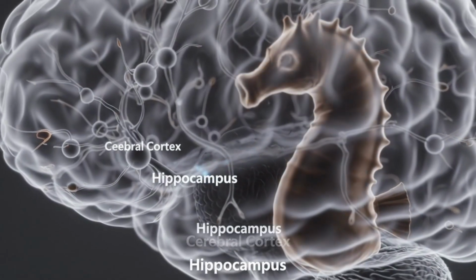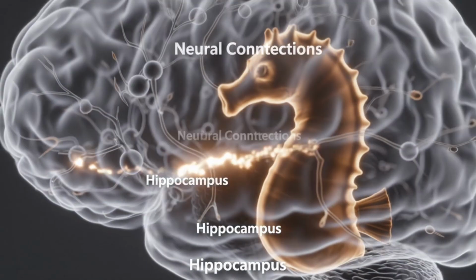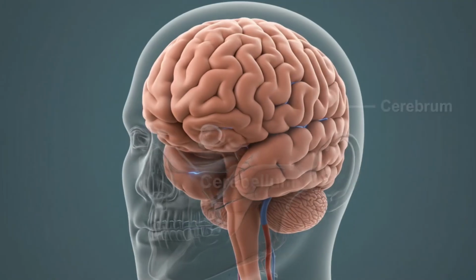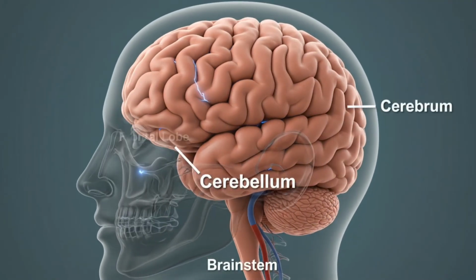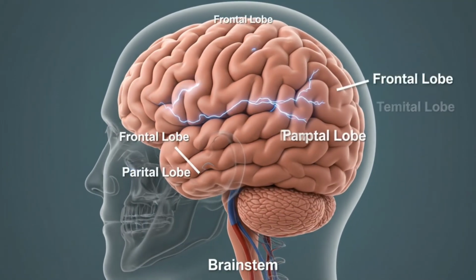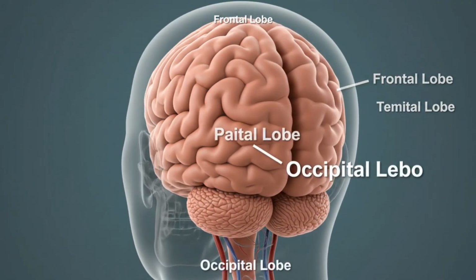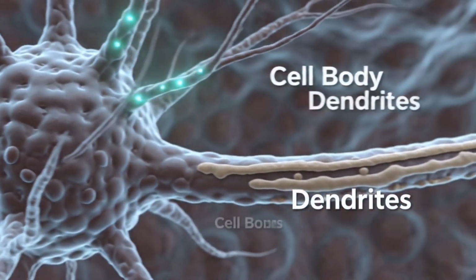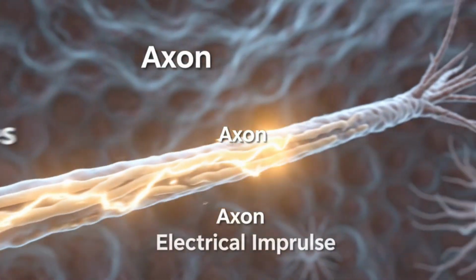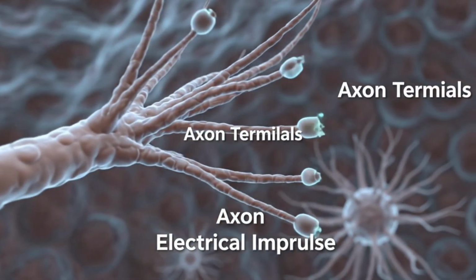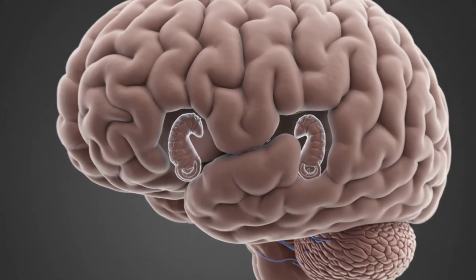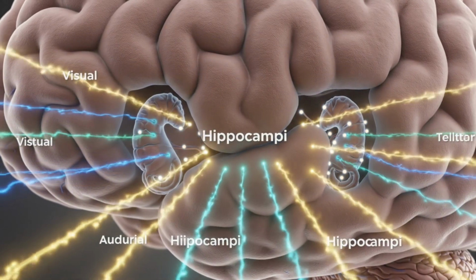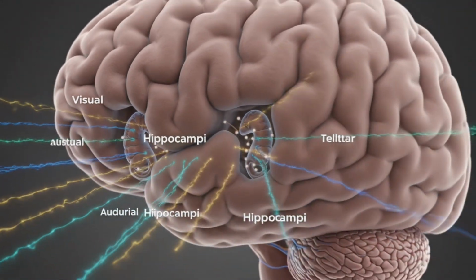Sensory information enters the cerebral cortex, where neurons begin to process it. The hippocampus coordinates this activity. The cerebrum, cerebellum, and brainstem are the major regions. We can also see the frontal lobe, parietal, temporal, and occipital lobes. The hippocampus is essential for converting short-term memories into long-term storage within the cerebral cortex.